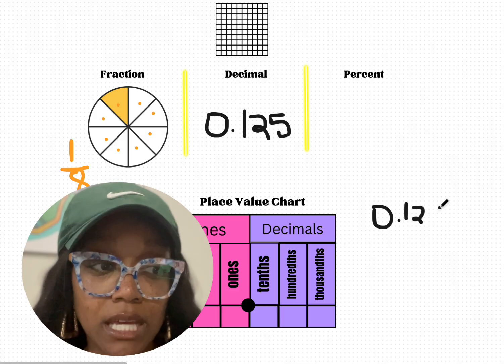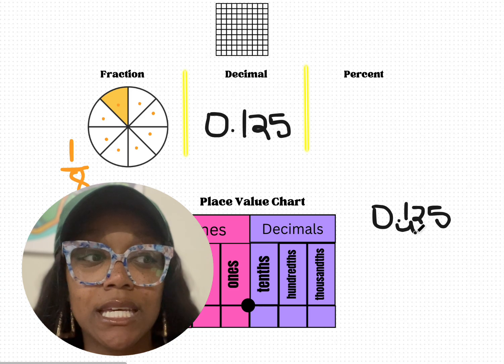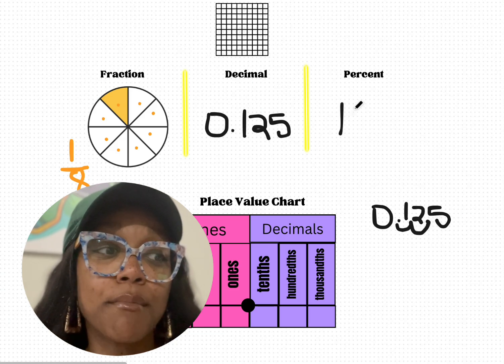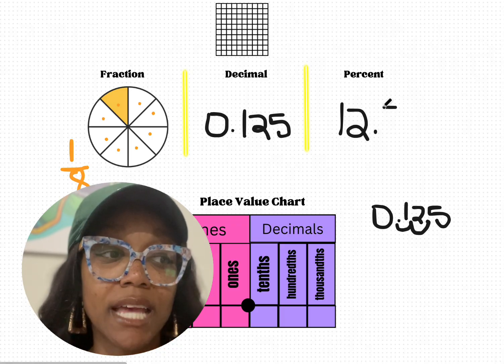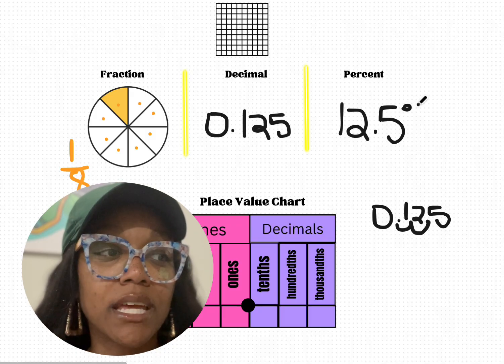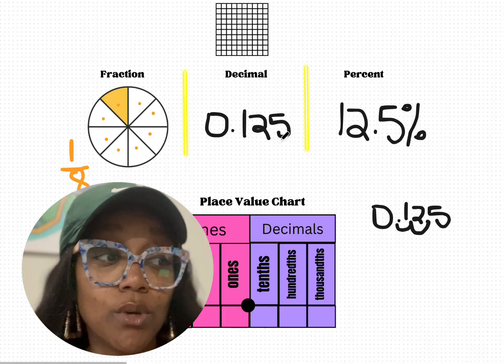If you multiply by 10, you move the decimal one time. Multiply by 100, you move it twice to the right. And that will give you a percent. Now, this is if the students understand that moving the decimal to the right one time is multiplying by 10. They need to have that understanding before you show them to move the decimal, because they need to know why. So that gives us 12.5%. So now, all we have to do is fill in our 100 charts.